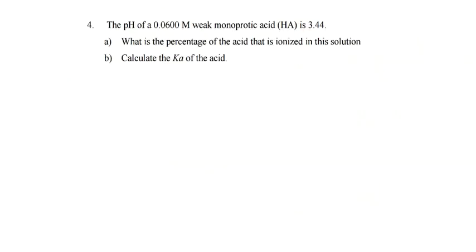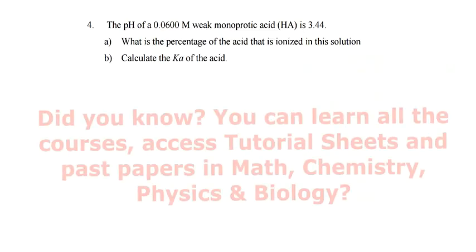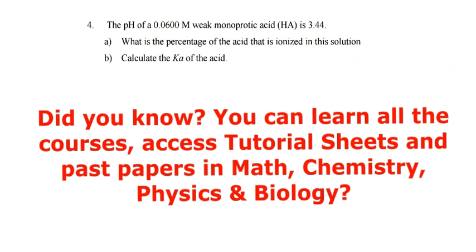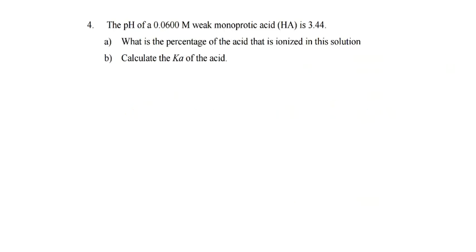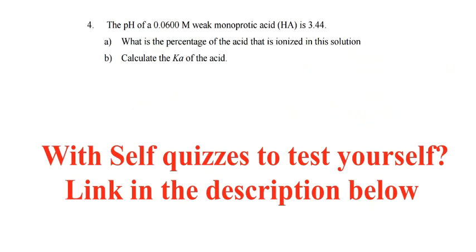Question 4. Now we're dealing with the weak acid ionization. The pH of 0.0600 molar concentration of the weak monoprotic acid HA is 3.44.